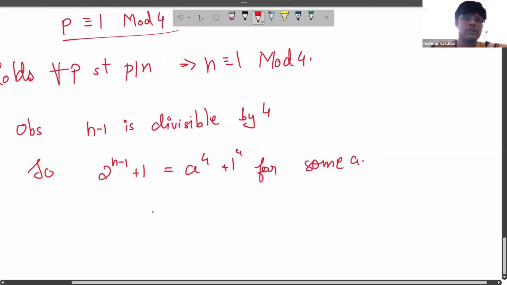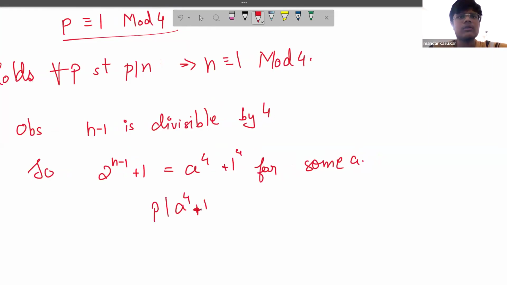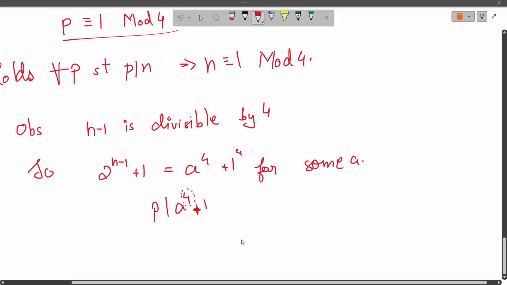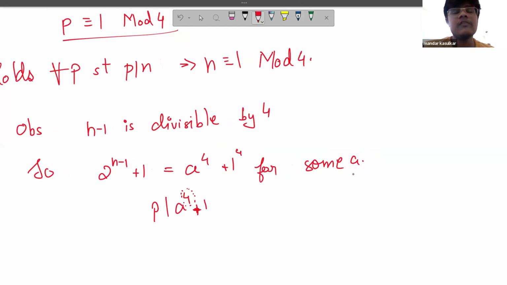Now we get that P divides a raised to the power 4 plus 1. We derived the result for the exponent being 2. Can you give me a stronger result when it's a to the 4 plus 1? P will be 1 mod 8. True. And why is it that?